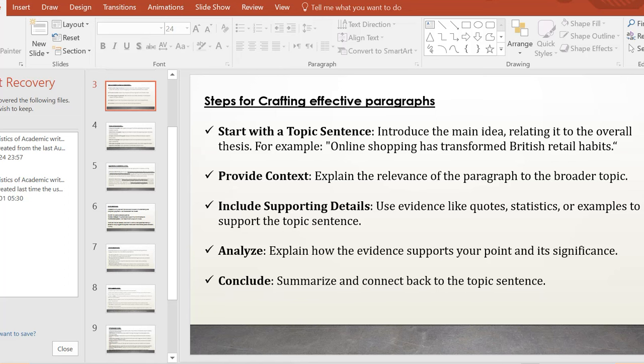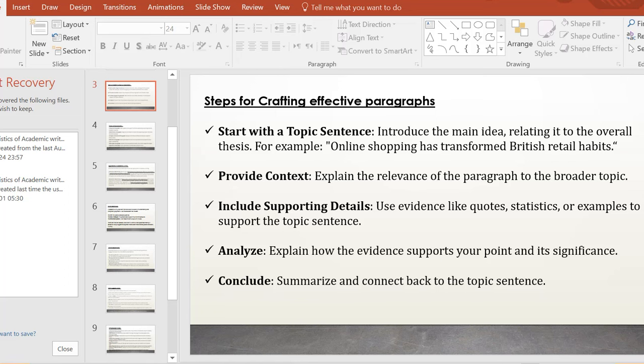And the next thing is you have to include supporting details. That means use evidence like quotes, statistics, or examples to support your topic sentence. Here, you have to back up your topic sentence, use things like quotes, statistics, or examples. You have to include data showing how many people in Britain now shop online compared to a few years ago, or what is the statistical ratio of a shopping scenario in Britain, for example.